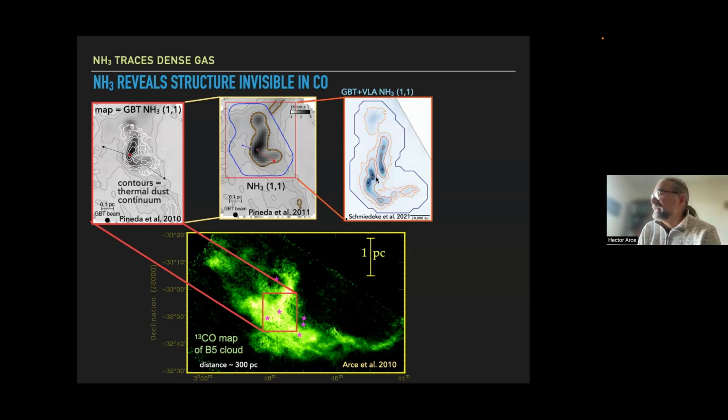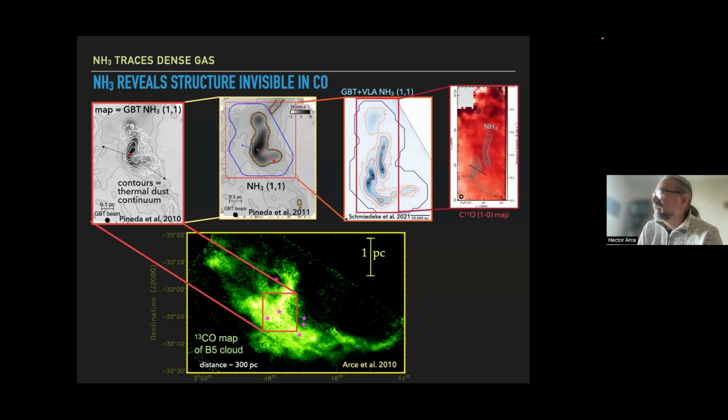And partly it's because the CO is optically thick, but also what happens to carbon-bearing molecules like CO is that in very dense and cold regions, the CO starts to stick to the grains and freeze out, and they cease to exist in the gas phase.